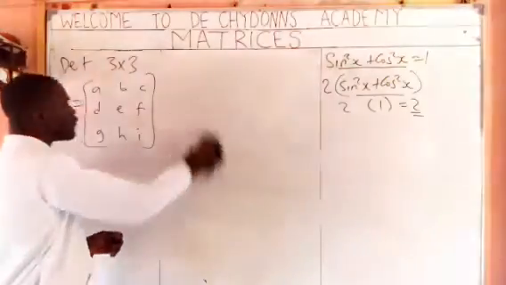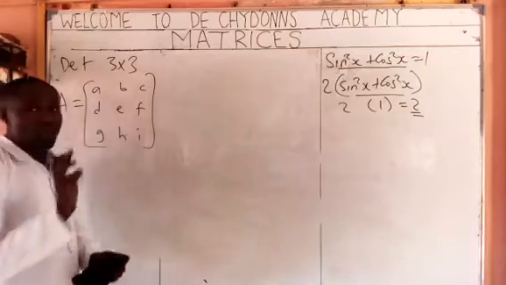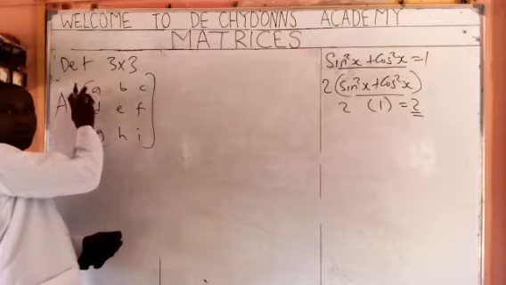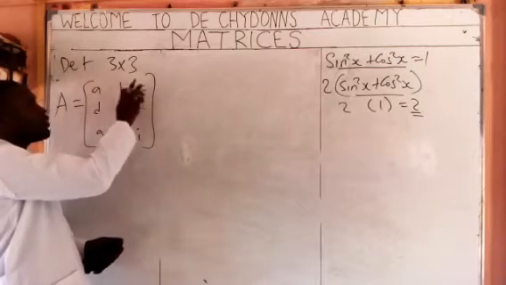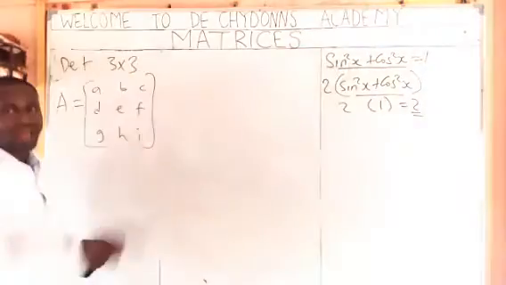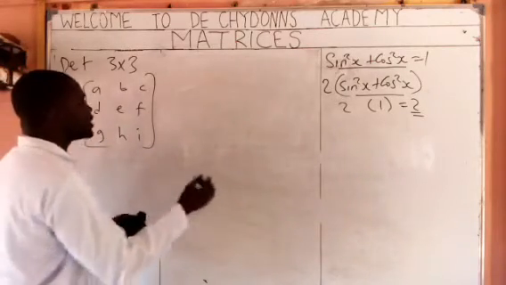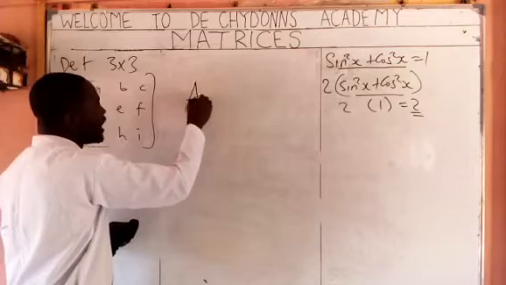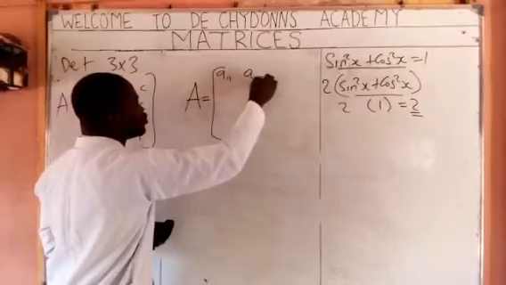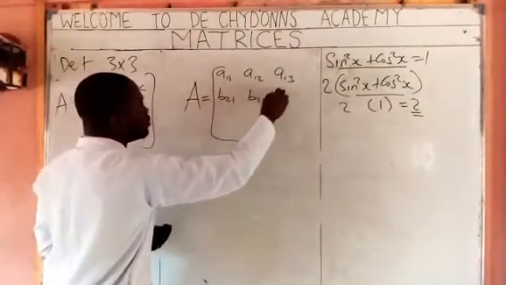Before we get the determinant of it, we want to get the sign of each of the elements here. Whether here will be minus or plus, whether here will be minus or plus, and so on. So let us see how to get the sign of each of the elements. You get it by saying, let matrix A be equals to a11, a12, a13, a21, a22, a23.